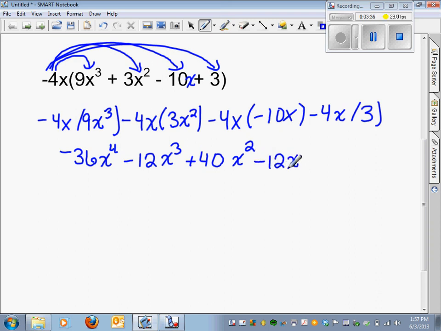Again, we check to make sure there are no like terms. Each of the variables has a different degree, so there are no like terms that can be combined, and this is our final answer.